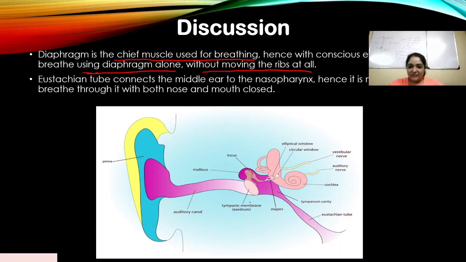See, you can see the diagram of the internal ear. Okay, so you have your external ear, you have your middle ear, and you have this internal ear here, and you can see the eustachian tube. It connects the middle ear to the nasopharynx. It's not possible to breathe through it with both your nose and mouth closed. If you close both of them, how is the air going to pass through? It is impossible unless you have a damaged tympanic membrane, which is not possible, right?